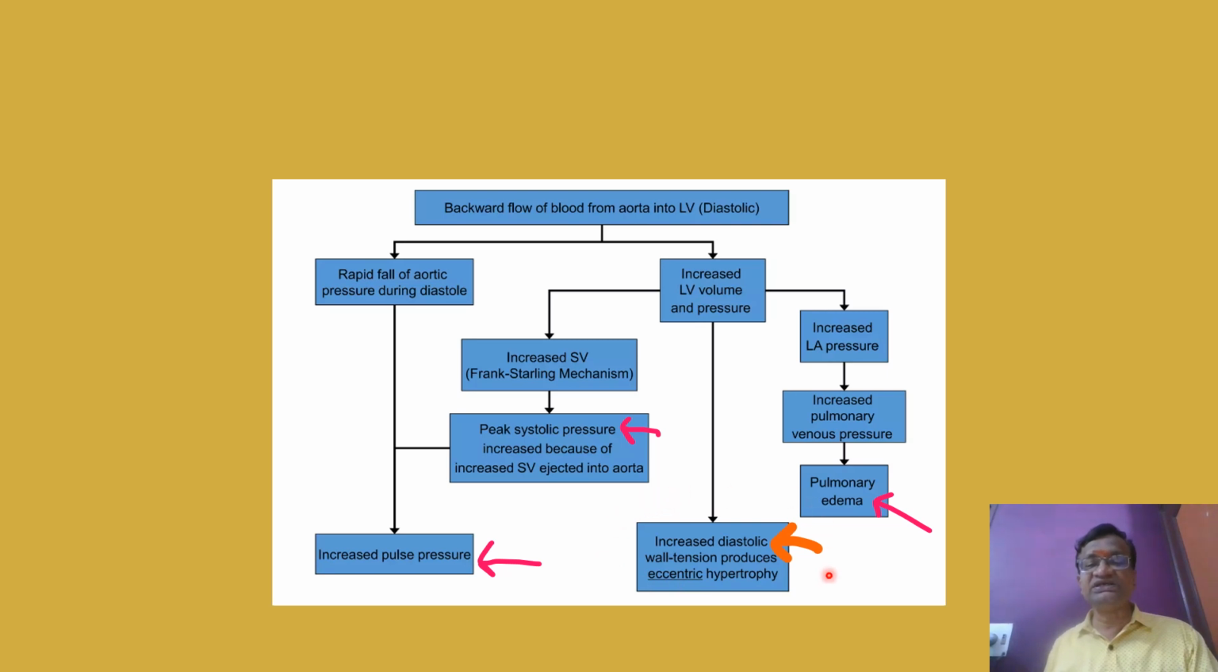So increased diastolic wall tension produces eccentric hypertrophy. See here, diastolic wall tension. If it is a systolic wall tension as in AS, it is going to be concentric hypertrophy. Now you see here an increased diastolic tension. If it goes on, increased LA pressure and it goes on to pulmonary edema.